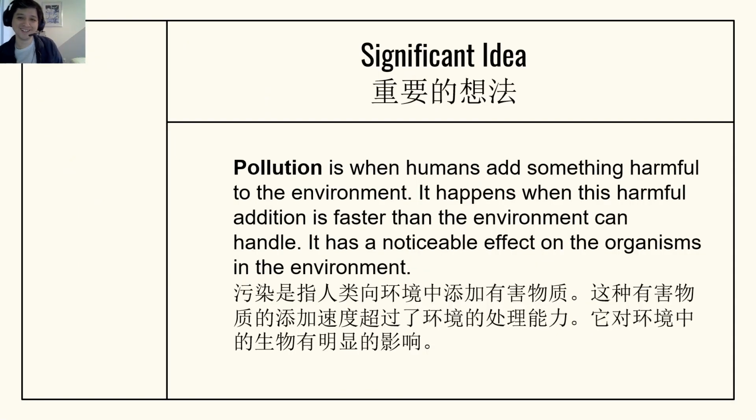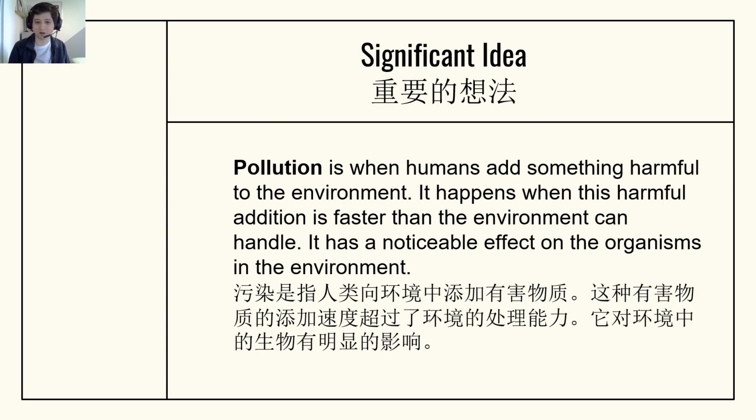And then let's go over the significant idea. Pollution is when humans add something harmful to the environment. It happens when this harmful addition is faster than the environment can sustain or handle, and it has a noticeable effect on the organisms in the environment. So it's really when the pollution is unsustainable. That's what that second sentence is.